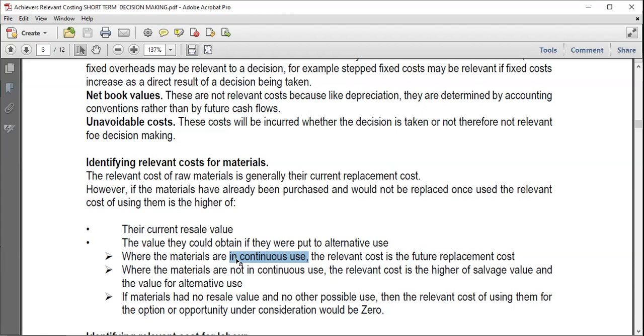Your replacement cost will be your relevant cost, because after you've used them for this contract, you definitely need to replace them. So the value at which you replace them will be your relevant cost.